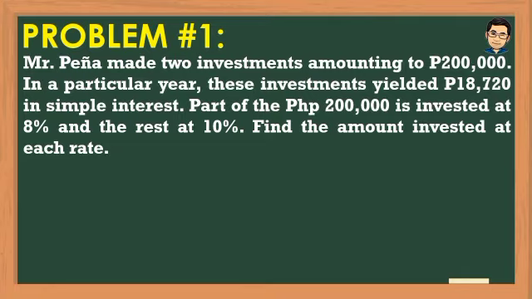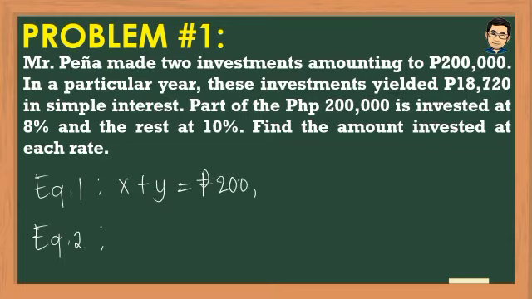Yung isang ininvest niya, yung isang part, ininvest niya at 8%. Yung isa naman, 10%. So, paano natin kukunin ng equations? So, for equation 1 and equation 2. So, yung una, x plus y equals 200,000. So, yan po yung first equation. Doon tayo sa investments. So, makukuha natin yung value ng x and y dito mamaya na wherein kapag pinag-add natin yung x and y na yon, mag-i-equal sa 200,000.